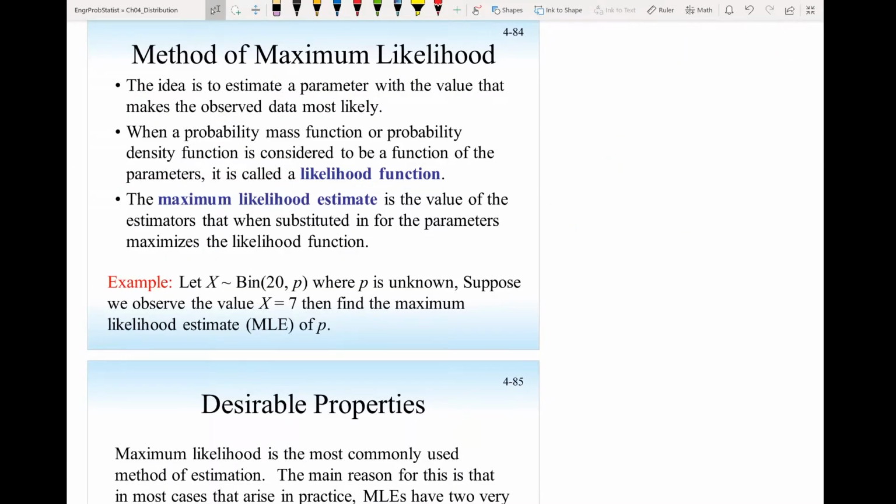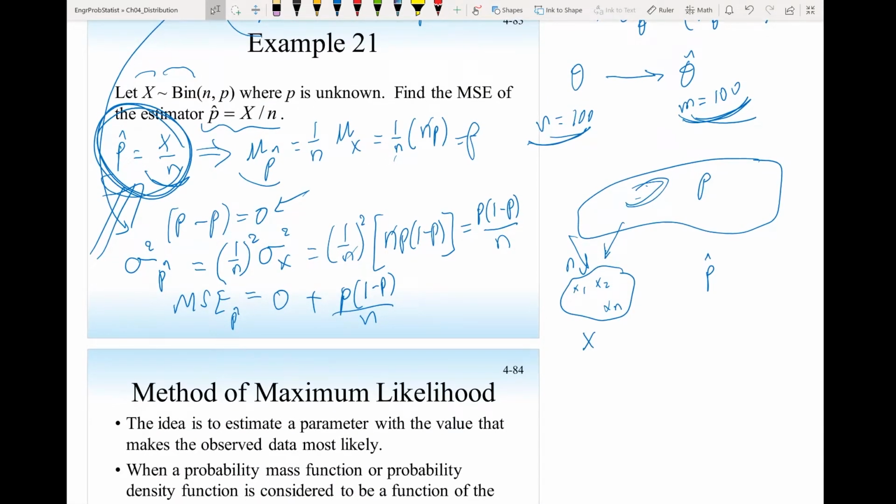Now, the next question is, how do we come up with an estimator? For this one, it is very obvious. How do you estimate the proportion? It's just the number of successes divided by the total. But for other, more complex parameters that you want to estimate, how do we come up with a point estimator? What method do we follow to come up with a good estimator?